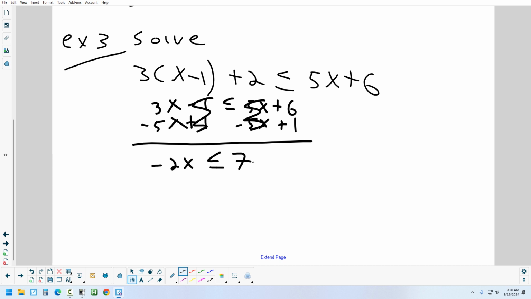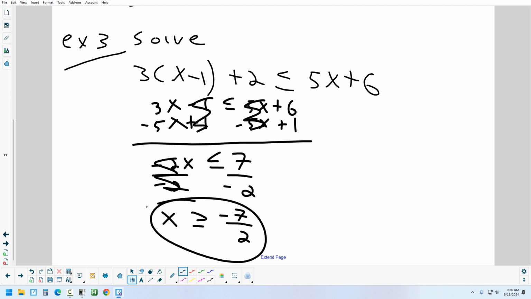Megan, what would my last step be? To divide both sides by -2. Yep, divide both sides by negative 2. So that's gone. I get x on the left. I get negative 7/2 on the right. And what do I need to do? Yep. Right, I need to flip the sign. So we get x is greater than or equal to negative 7/2.